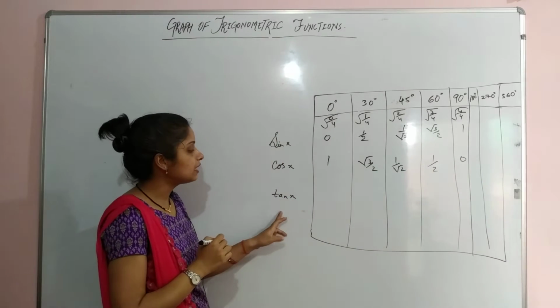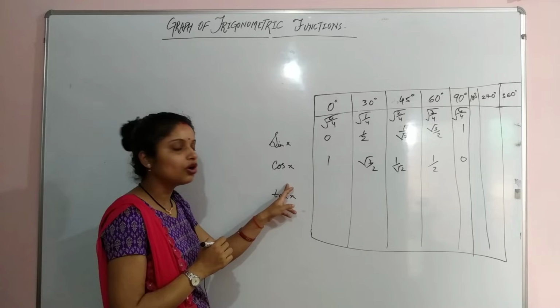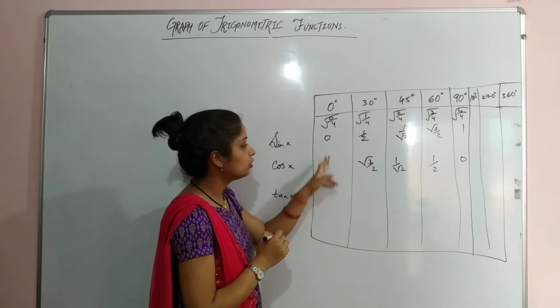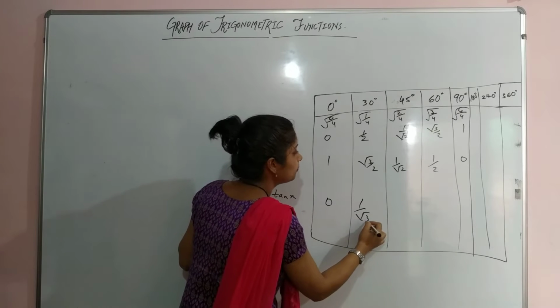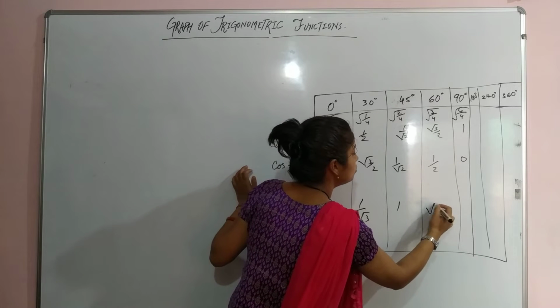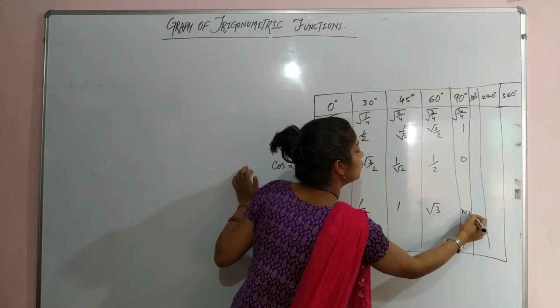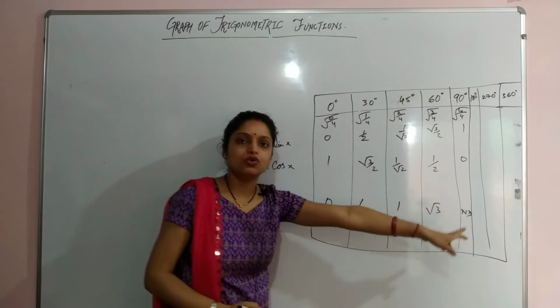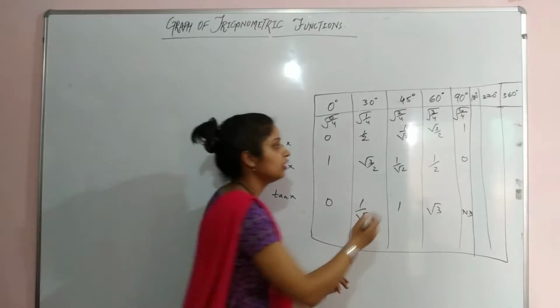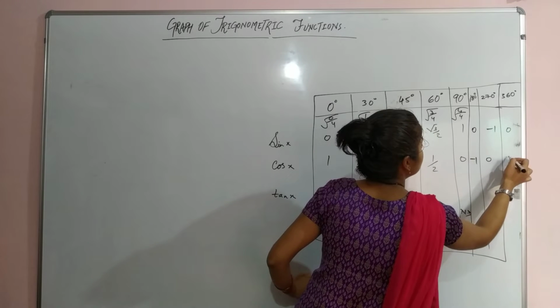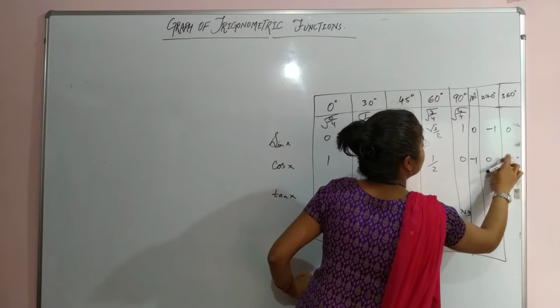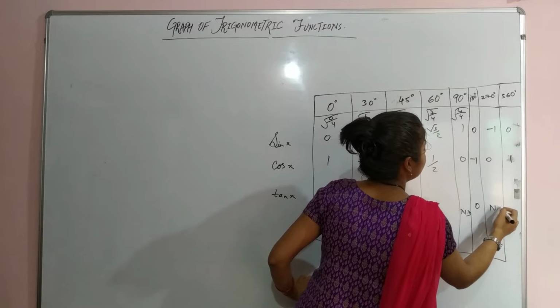Next is tan x. Tan x is the ratio of sin and cos, so take the ratio of their values. It is 0, 1 by root 3, 1, root 3, and this is not defined because it is 1 by 0 which is not defined. And here, for the remaining angles, it is 0, minus 1, 0, minus 1, 0, 1, 0, not defined, 0.